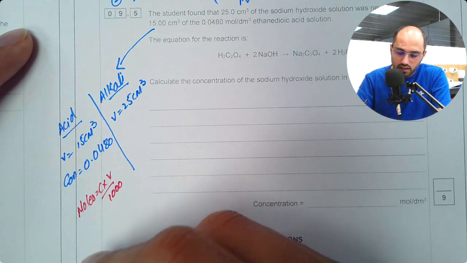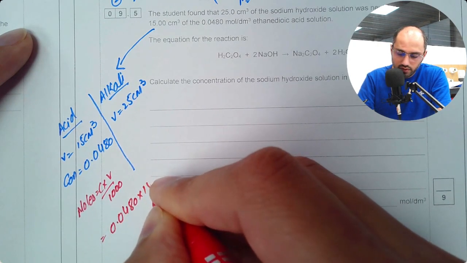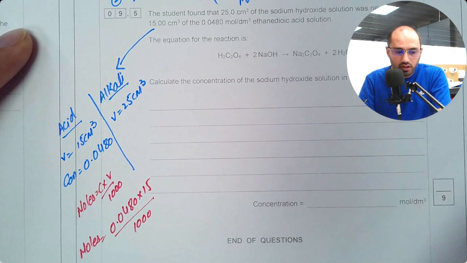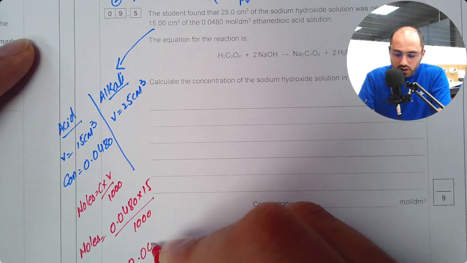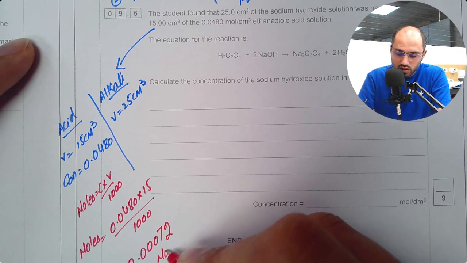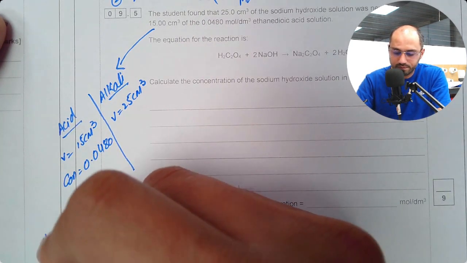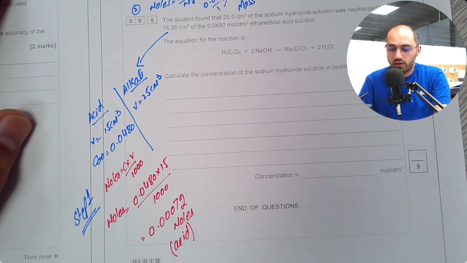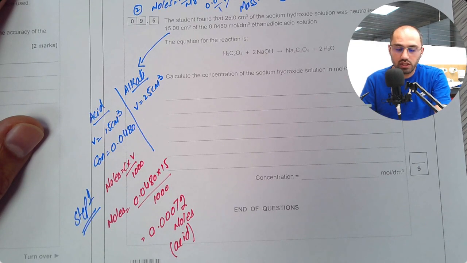So I can say here the concentration is 0.0480. The volume was 15 over 1000. These are my moles of acid. And if you plug it in your calculator, you'll end up with a value of 0.00072 moles. These are for the acid. So that's my step 1. For titration questions, when you have to determine the concentration of the missing solution, this will always be your step 1. You'll convert the concentration and volume for a given substance into moles.